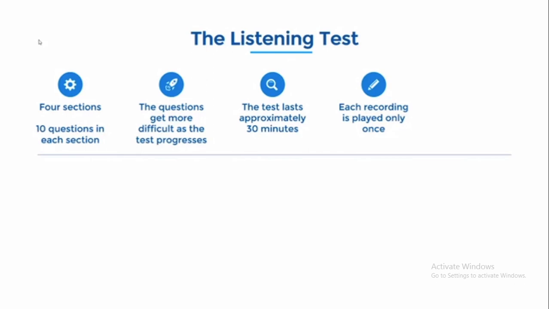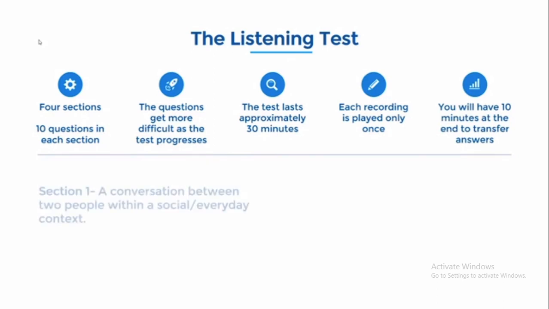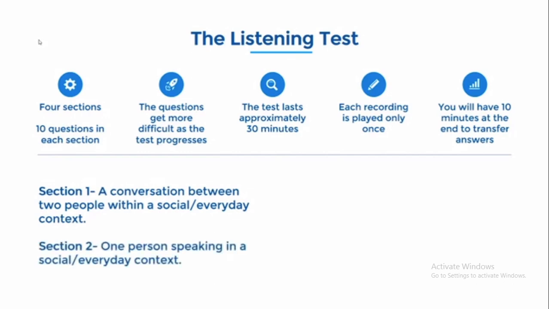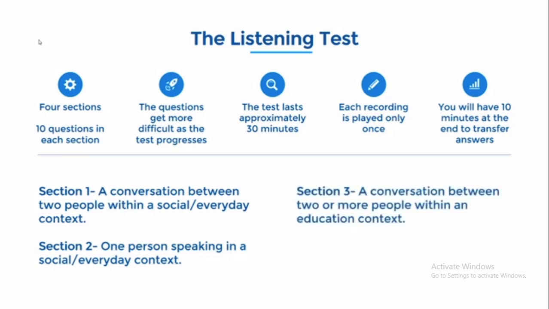In real life and in the IELTS test, you will hear things just once, so you have to get used to that. And you'll have 10 minutes at the end to transfer your answers. That's just good to know from a strategic point of view. So in section 1, you'll hear a conversation between 2 people within a social or everyday context. Section 2, 1 person speaking in a social or everyday context. Section 3, a conversation between 2 or more people within an education context.